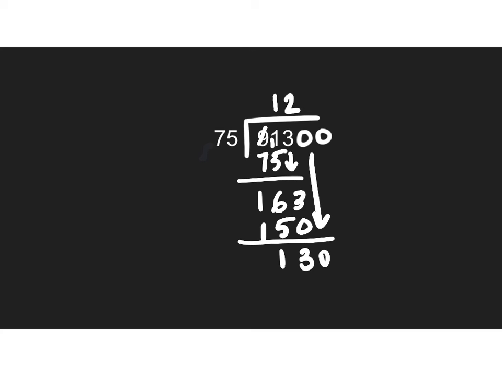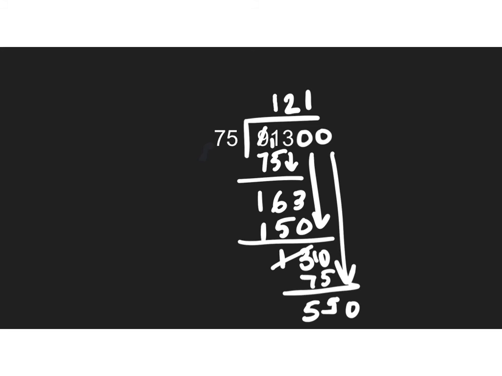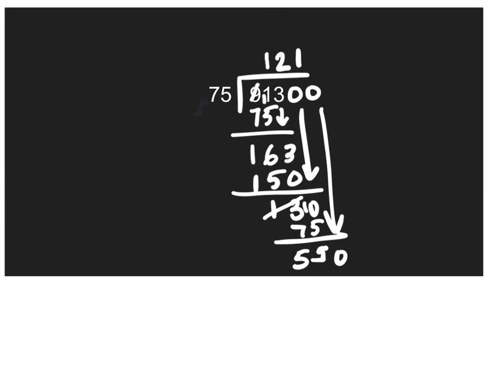75 goes into 130 only one time because I know that 2 times would be 150. So 75, going to subtract. Let's see, we've got 55, and I'm going to bring down that very last 0. So now, how many times, I'm going to have to change my pen color here. How many times does 75 go into 550?